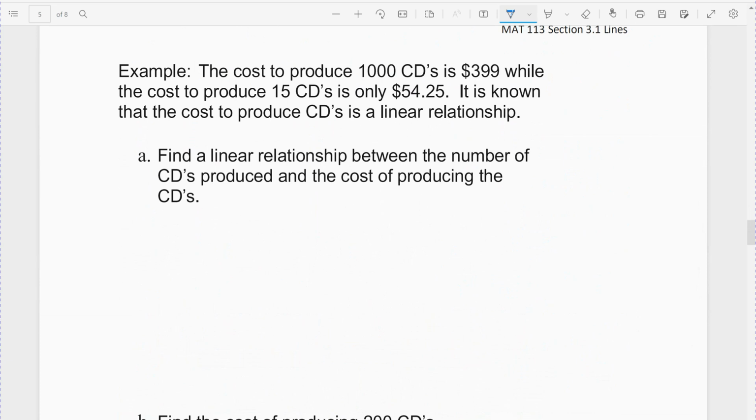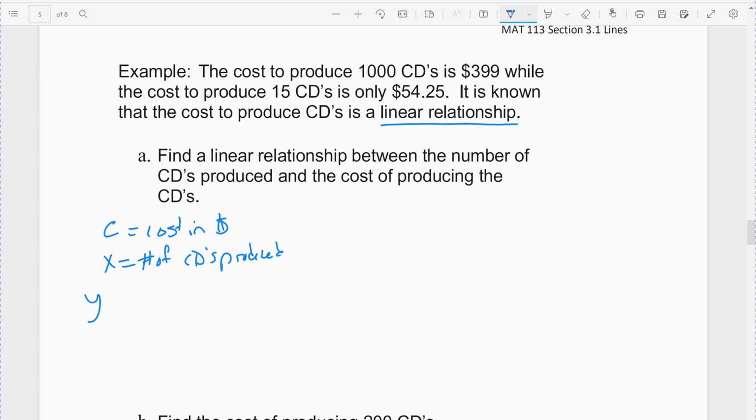It is known that the cost to produce CDs is linear, so it's a line. Alright, find the linear relationship between the number of CDs produced and the cost to produce the CDs. So it's up to you how you want to let your variables be. I'm going to let C be my cost in dollars, and I'm going to let X be the number of CDs produced.